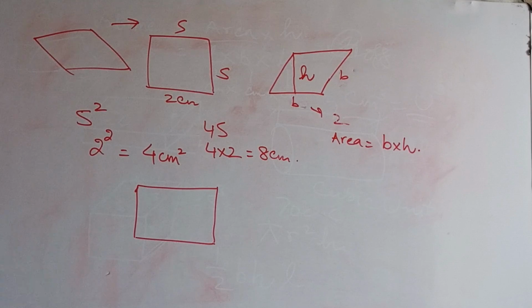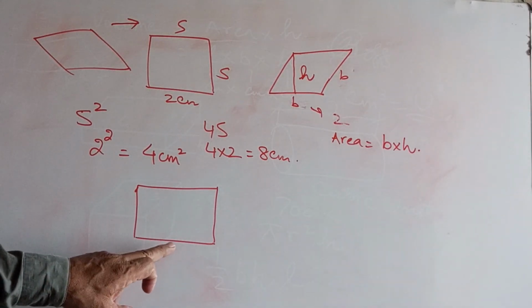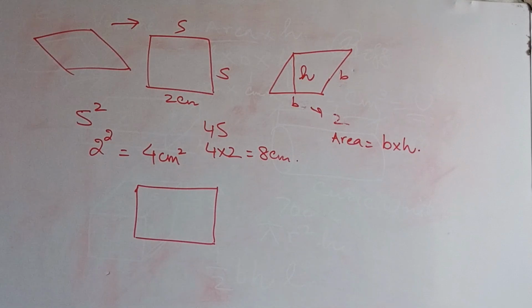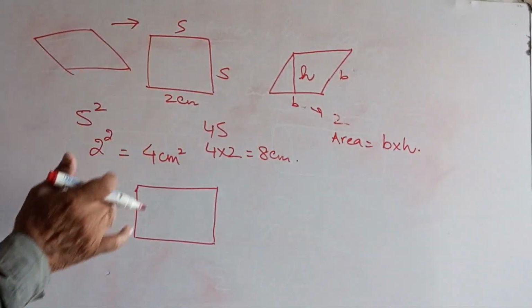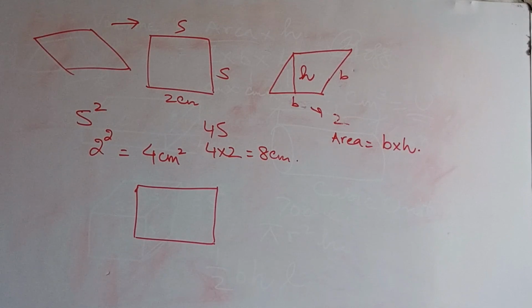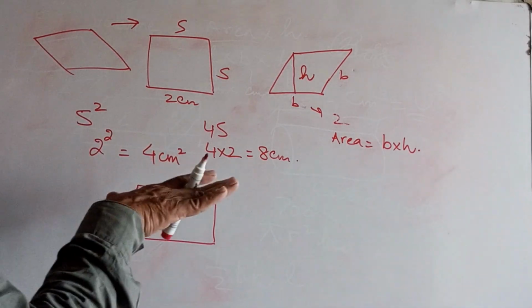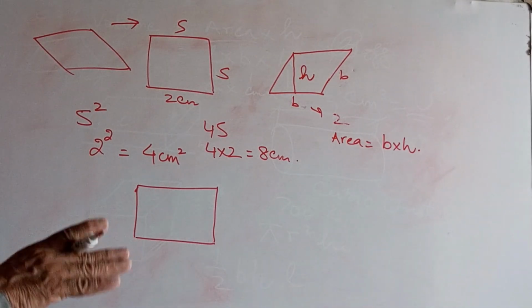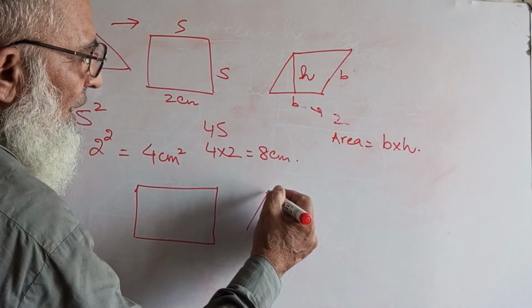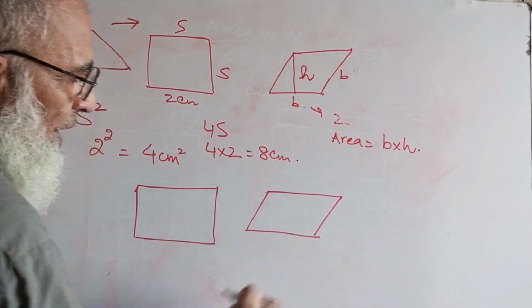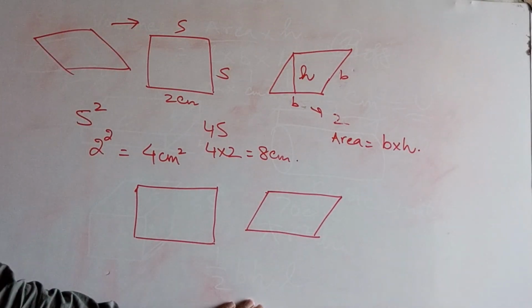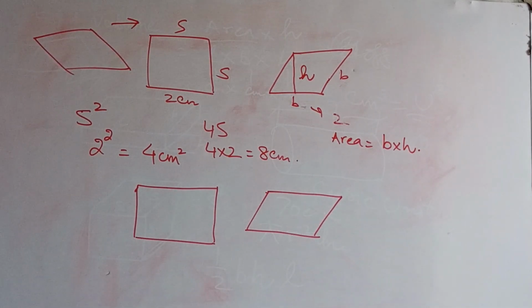And what does it mean? A parallelogram has its opposite sides parallel, like these. The opposite sides are parallel. So this is also a parallelogram, this is also a parallelogram, and this is also a parallelogram. But very precisely, if I exert a pressure upon this rectangle and force it to move like this, then the shape will become like this. Now this is called a parallelogram.